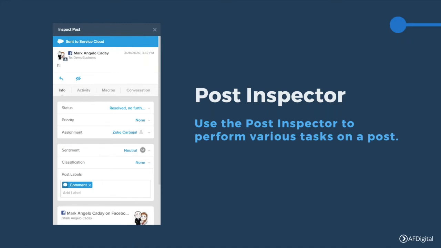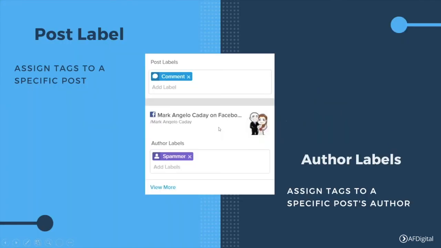Although when it comes to Social Studio, Social Studio already provides its initial rating of the sentiment of that particular post. You can also set the classifications as well as post labels and author labels. To differentiate, with post labels you assign these tags to a specific post. So let's say I can post two things. I say, hello, I love AF Digital, and hello, I have a complaint. I can attach a post label, say compliment, to the first one, and I can attach another post label to the second one, which is a complaint.